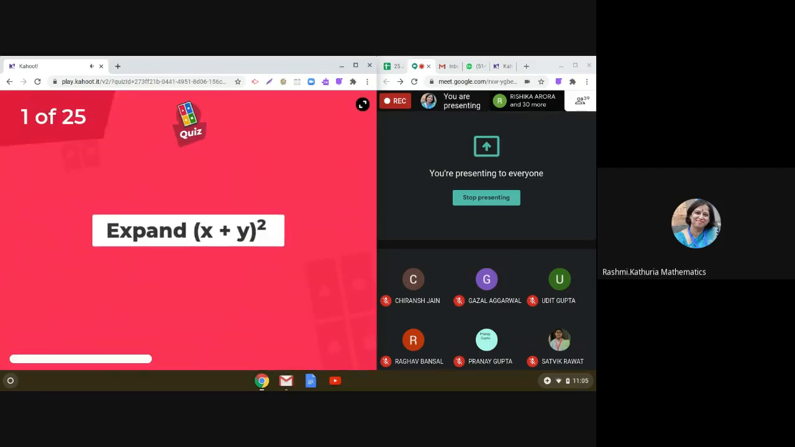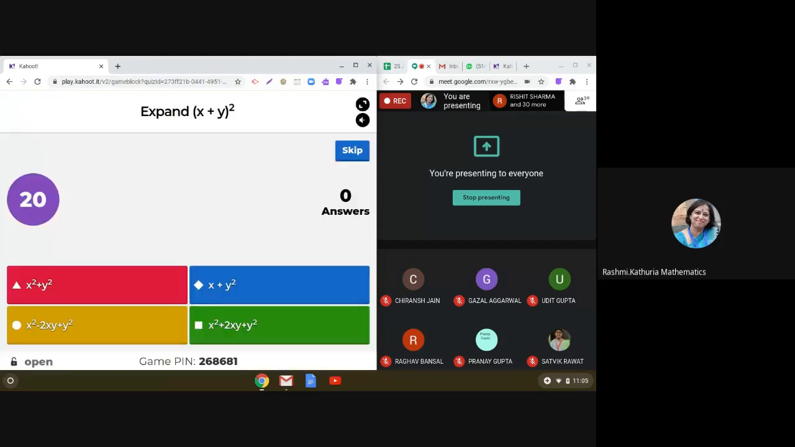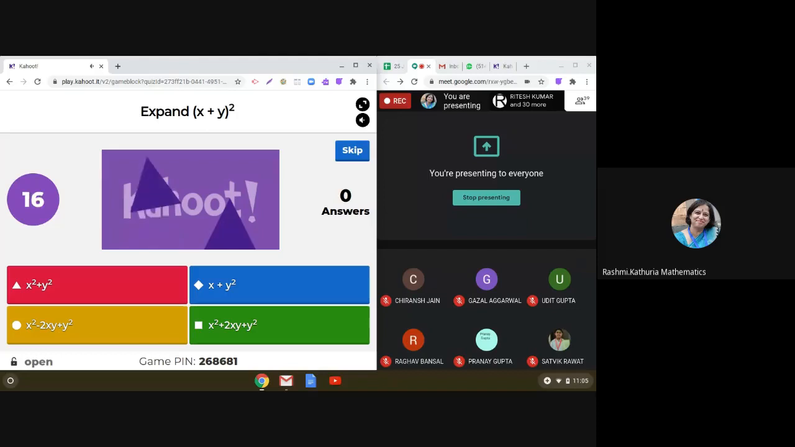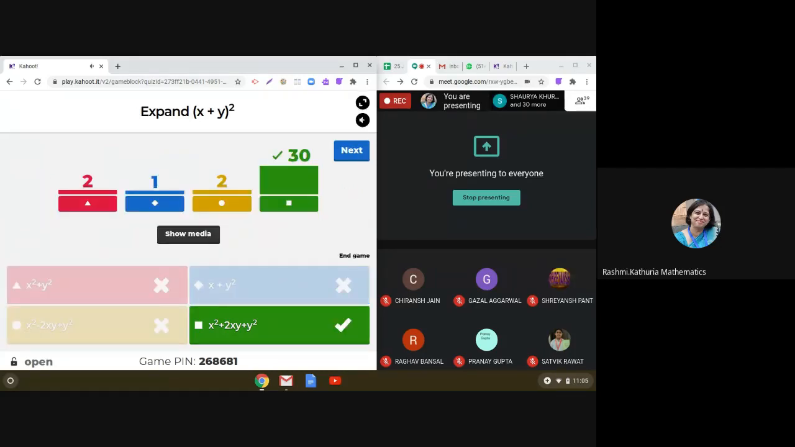There are 25 questions in this quiz. And the first question is expand x plus y whole square. Good. I can see you are able to give the answers. 32 answers I have received. 34. Amazing. Now you see that 30 students have attempted it correctly, that x plus y whole square is x square plus 2xy plus y square.